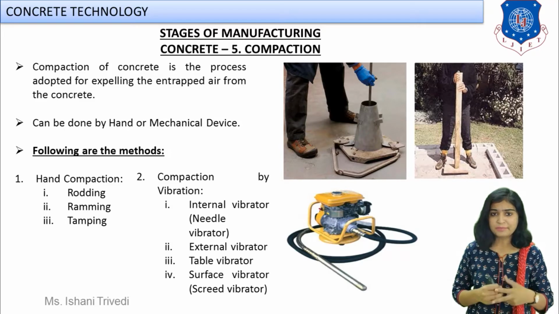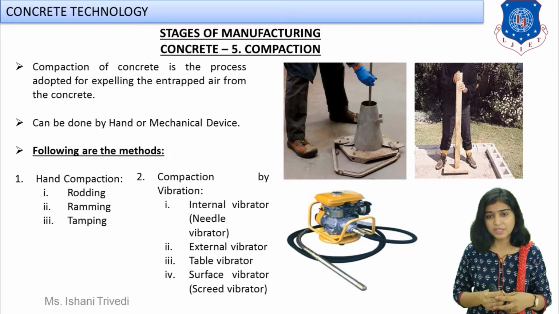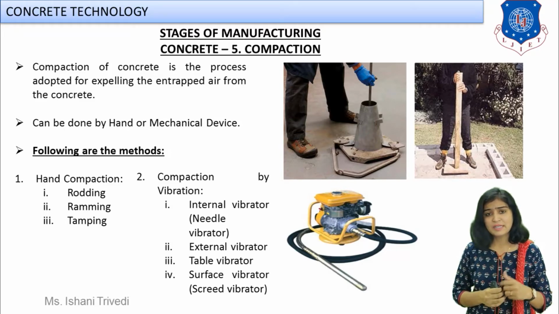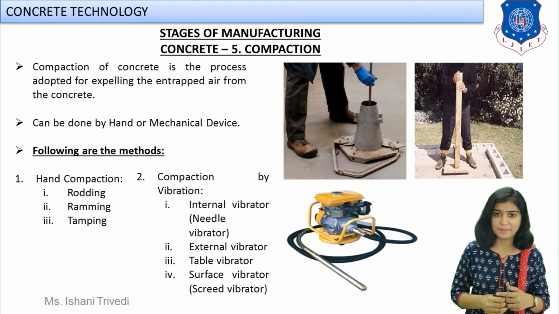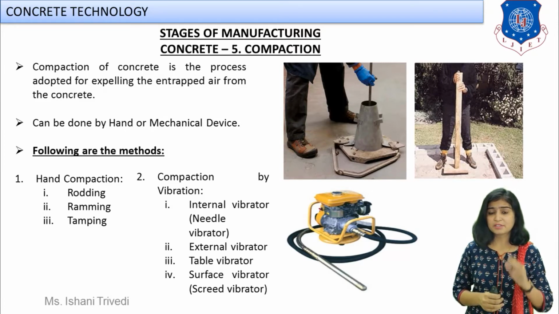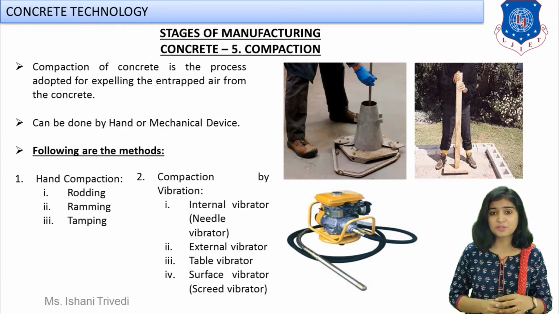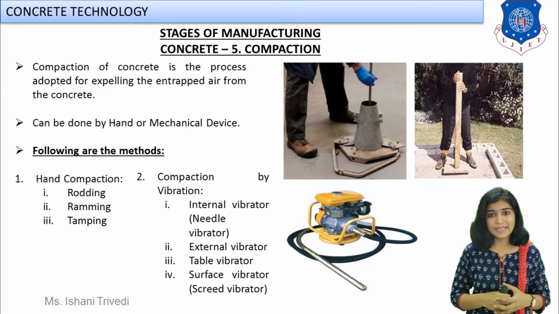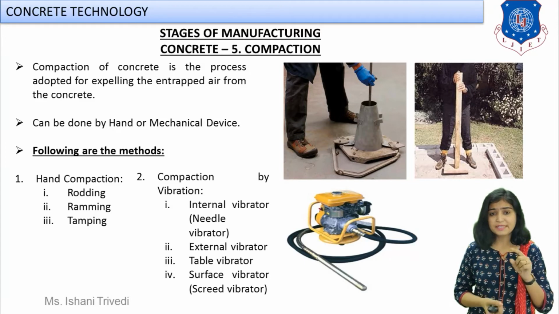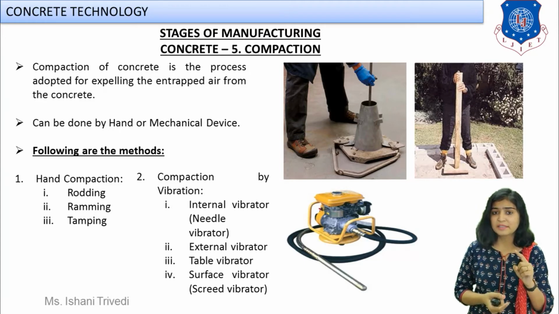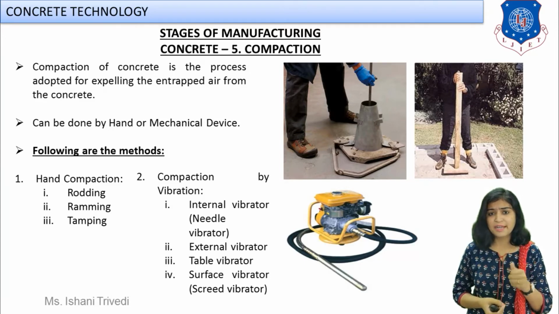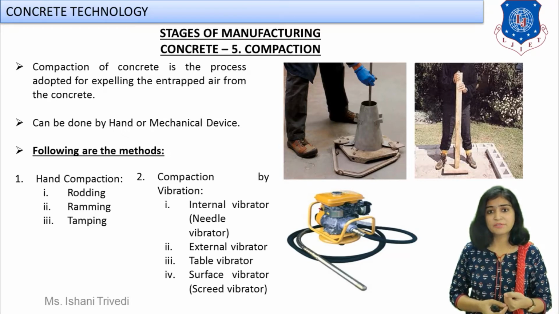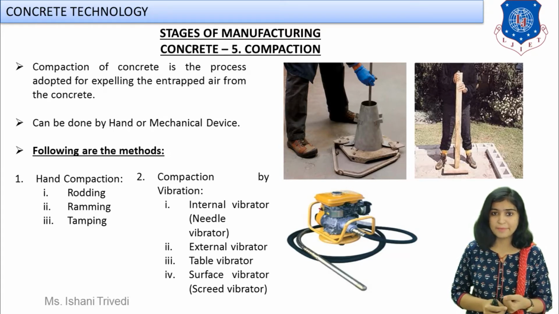So how will you carry out the compaction? We have two different methods: hand compaction and compaction by vibration. Now look at the image, the first one on the left side. You can see a rod held by the worker, and the rod will be tamped inside. This is your first method of hand compaction, known as tamping.